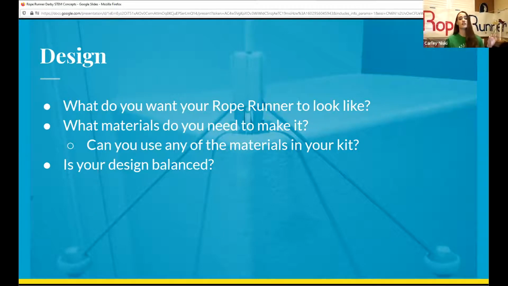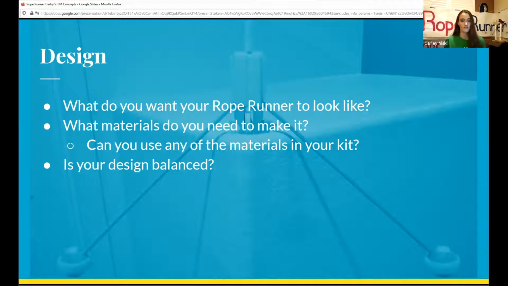So currently, everybody's given the same rope runner. So all your rope runners are the same speed. But we're all going to be choosing different designs. So you have to make your design be as fast as possible. So what did we learn that affects the speed of your rope runner? Can anybody tell me what did we learn that affects the speed of our rope runner? How do we make our rope runner faster?